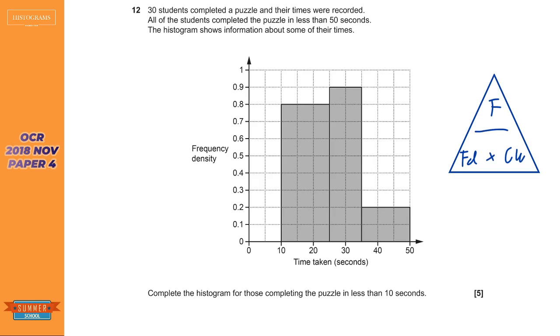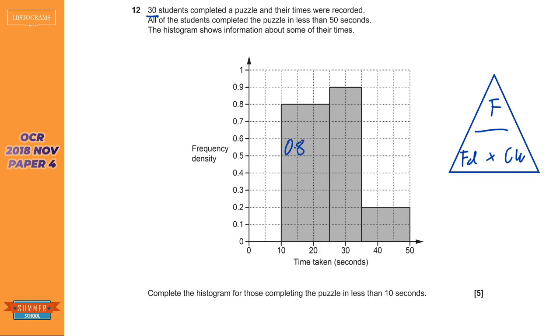It's not proportional, that it's the same, because there's no other information. It doesn't give us a bar and a frequency, so we can't really check. So we're asked to just complete one of the bars, but we're told that there's 30 students in total. So all we need to do is find out the frequency we've used up so far with the bars, work out the remaining frequency, work out the frequency density, draw the bar. Simple as that.